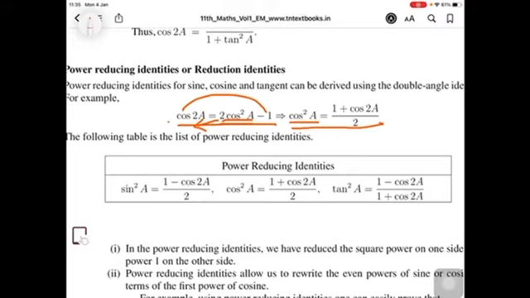Similarly, for all three, sin square A, cos square A and tan square A, we have power reducing identities. What are power reducing identities? While solving some expression, if I don't want the power, that is sin square A, cos square A, tan square A, then I can use the power reducing identities and remove the power. Instead of sin square A, I substitute this. Instead of cos square A, we can substitute this. Instead of tan square A, we can substitute this. So these identities are known as power reducing identities.